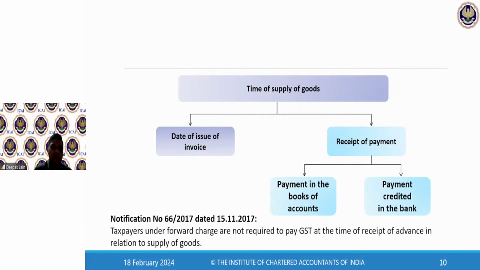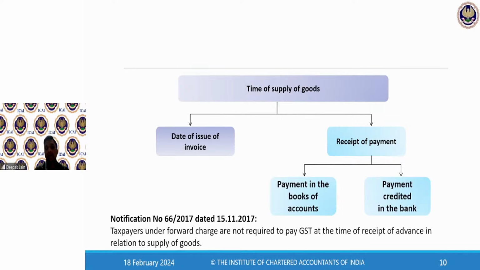Now, an important aspect is there is a notification after the definition is defined in the GST law. They came up with it on 15th November 2017. When did GST come into place? On 1st of July 2017. And the notification came on 15th November saying taxpayers under forward charge are not required to pay GST at the time of receipt of advance in relation to supply of goods.